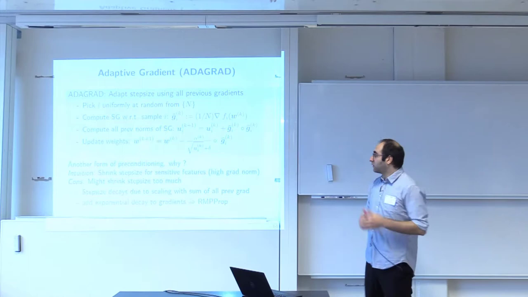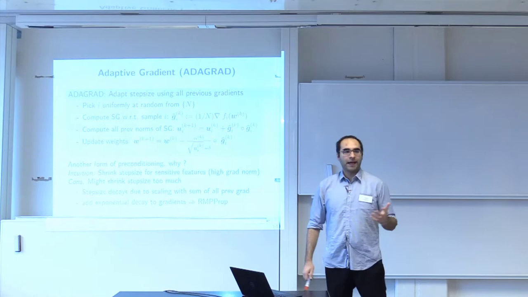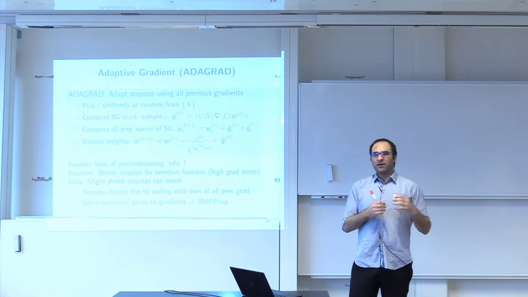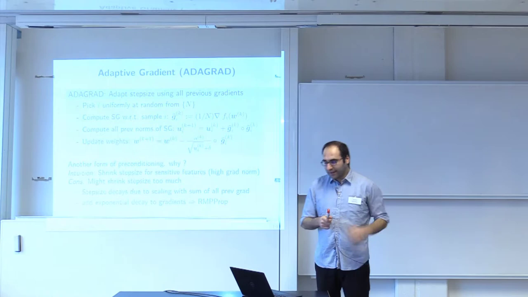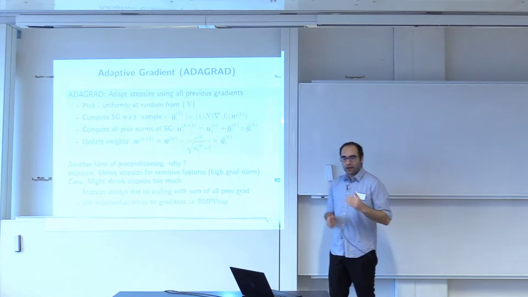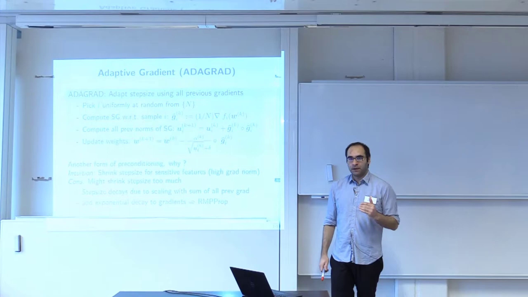The first one that I wanted to talk about is something called adaptive gradient, or simply AdaGrad. This is another method where you take into account some of the a priori information that you have on the loss, on the shape of the loss function. So what is the intuition here? What is the idea? You want to adapt the step size to be inversely proportional to the norm of the previous gradients. Why do you want to do that?